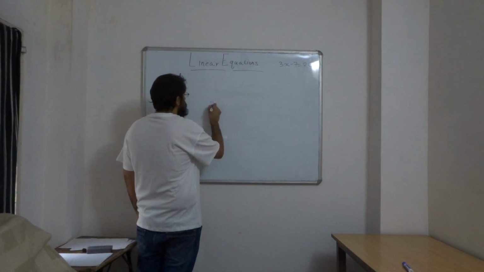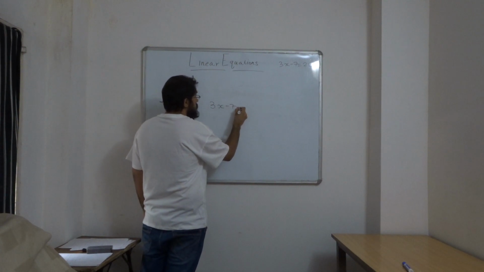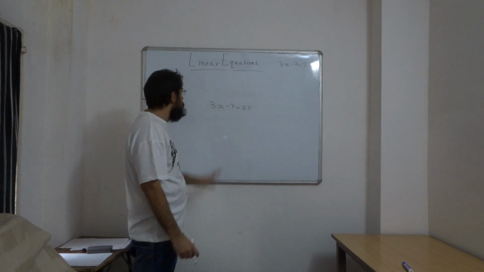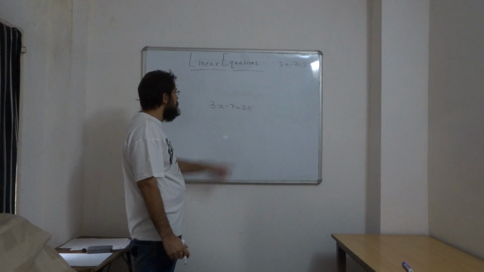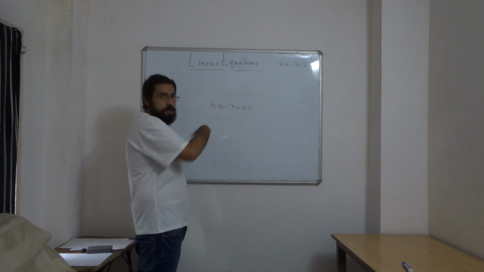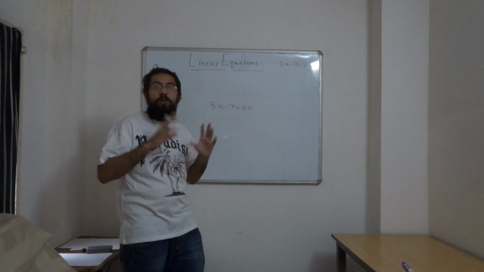So you have 3x minus 7 equals 20. So what do we do? Remember what I told you. Remember that this number stays the same and the sign inverses. So if the sign inverses and this number stays the same, what do you do?